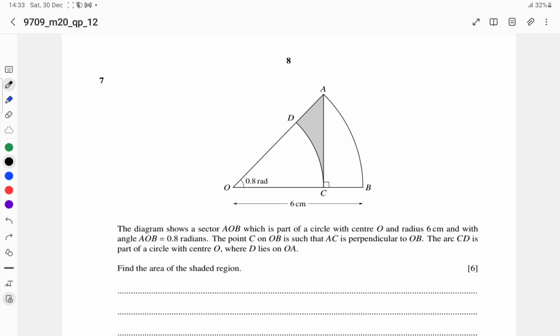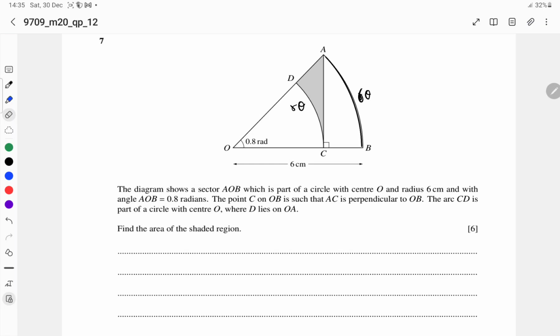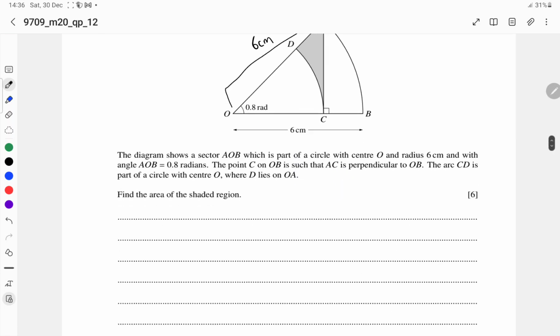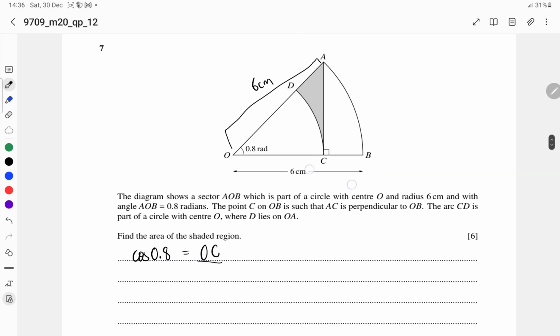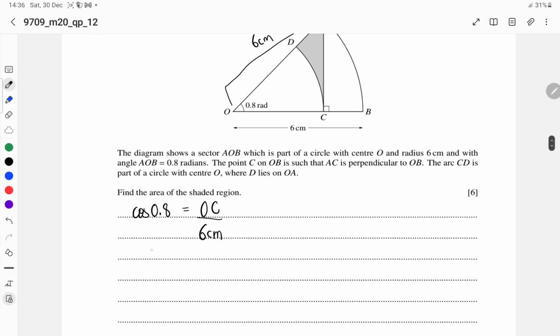Okay, so I was just dumb for not understanding how to do this question. Since OB is 6 centimeters, we know that OA is also going to be 6 centimeters. Let me just erase this part. Then we know that cos theta equals base over hypotenuse. So cos 0.8 is going to equal OC over 6 cm. So OC is simply going to be 6 into cos 0.8.